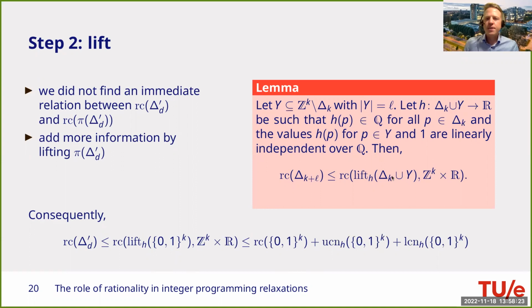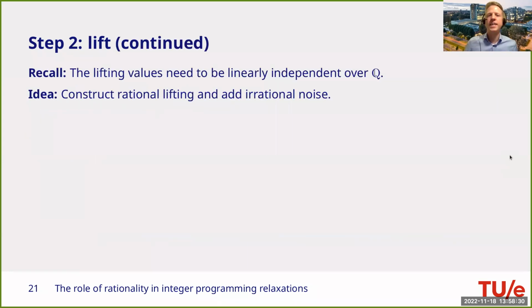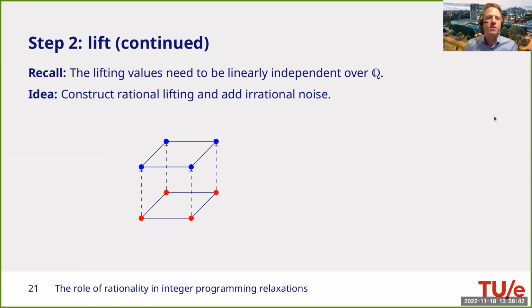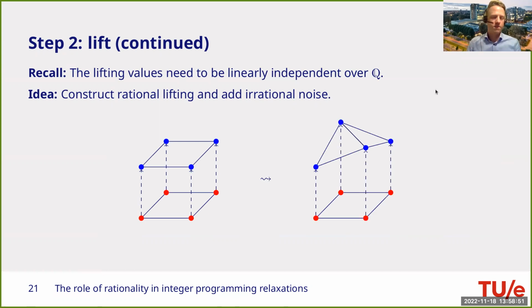Of course, it is very difficult to investigate such kind of liftings because we have these irrational coefficients. And our idea was then, okay, maybe we can start with a rational lifting of the hypercube and then slightly perturb it by adding some irrational noise to turn it into actually an irrational lifting. But this approach has some difficulties because if we start with a rational lifting that looks like this and we add some noise, the facet structure of the lifting might change.